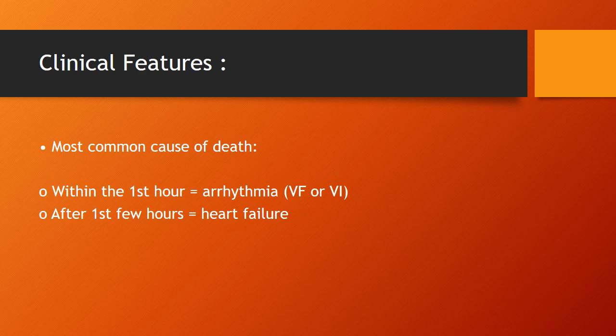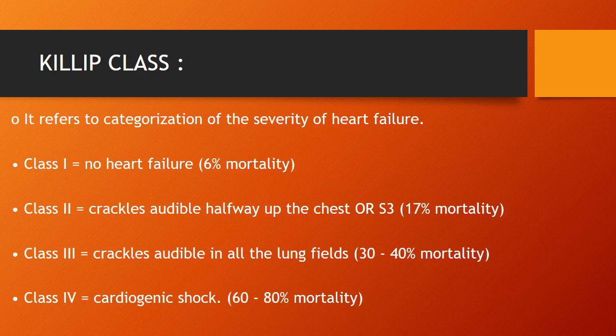The most common cause of death within the first hour of ACS is arrhythmia, either VFib or VTach, and after the first few hours, heart failure. So basically, to summarize the previous slides, in unstable angina and NSTEMI there will be subtotal occlusion with thrombus, and in STEMI there will be total occlusion of the vessel.